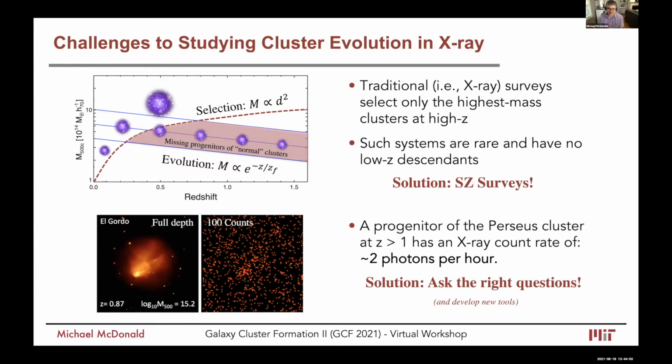If you can find those progenitors, the challenge is they're extremely faint, right? And so this is, at the lower part here, a picture of El Gordo, which is the most massive cluster in the universe. And this is what El Gordo would look like if it was this cluster here, a low mass cluster at high redshift. In about 100 to 200 kiloseconds with Chandra, you'd get 100 counts and a ton of background. And so it's really hard to do the same types of studies on these high redshift low mass systems with the same technology. And so the solution there is to develop new tools and to ask questions that are answerable with this data.